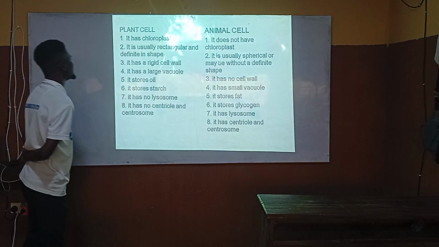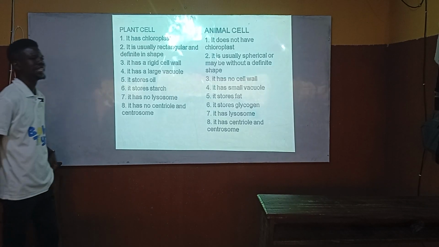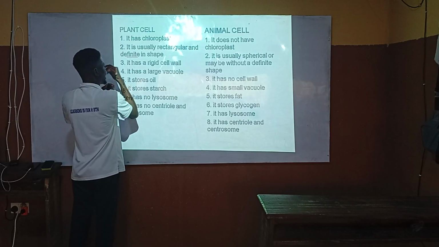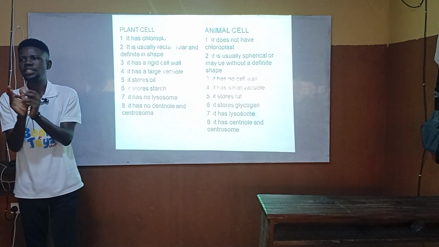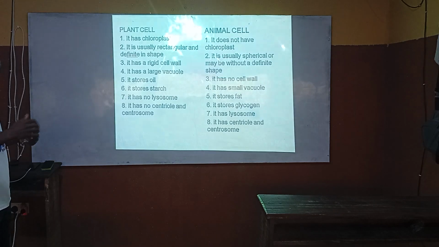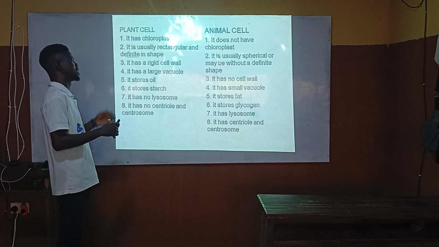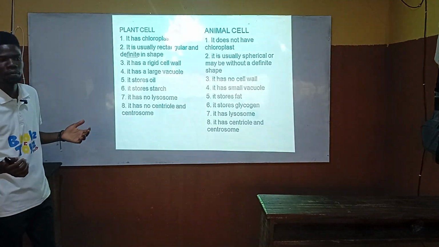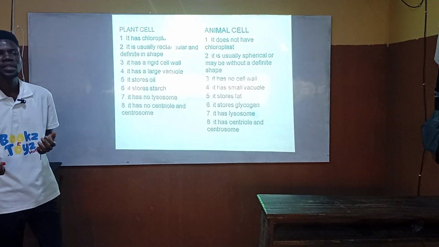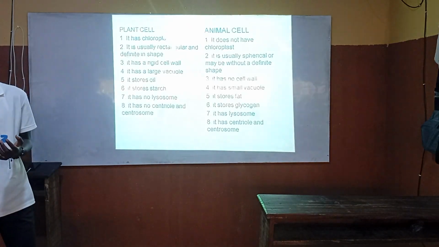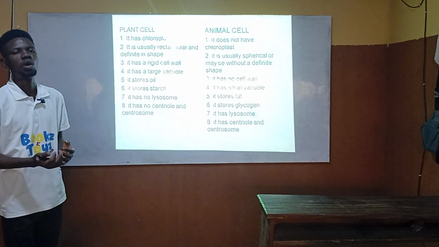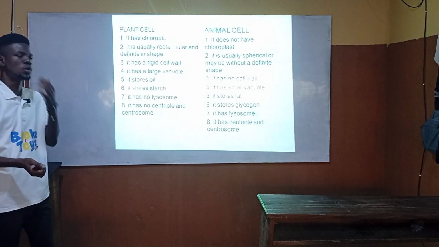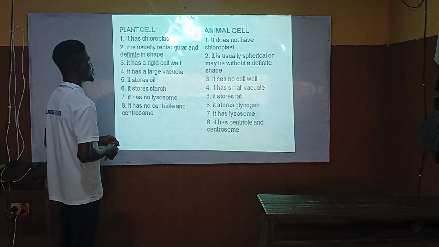Under plant cell, it is usually rectangular and definite in shape. That means not only rectangular, but that shape is fixed. It's a fixed shape. It's definite. But in the case of animal cell, it's usually spherical, or maybe without a definite shape. For instance, the amoeba. Amoeba is a unicellular animal, and amoeba is known to be shapeless, right? So the shape is not fixed. It changes from time to time. So that is peculiar to animal cell.